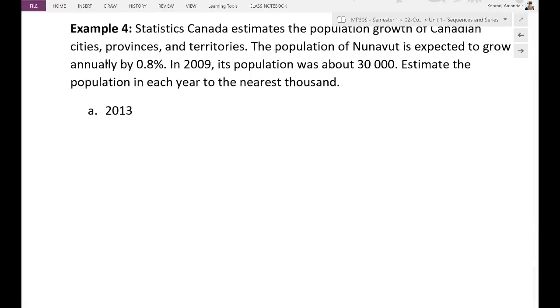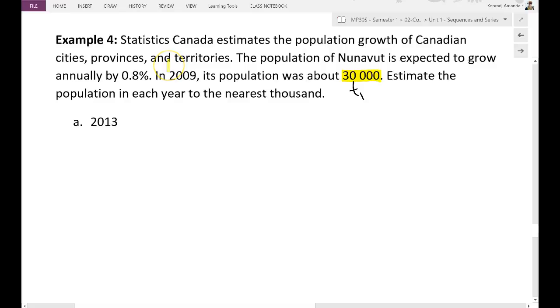Okay, so before we even start dealing with which years we're looking at, the first thing we need to do is pick out some numbers. We've got 30,000. That is term 1. That is where we're starting. So we've got term 1, and our R value is going to be that 0.8%.